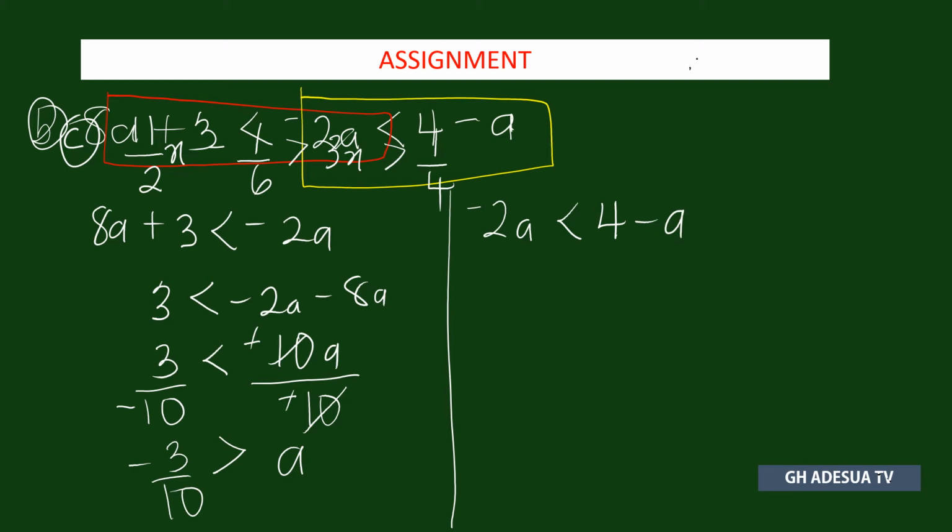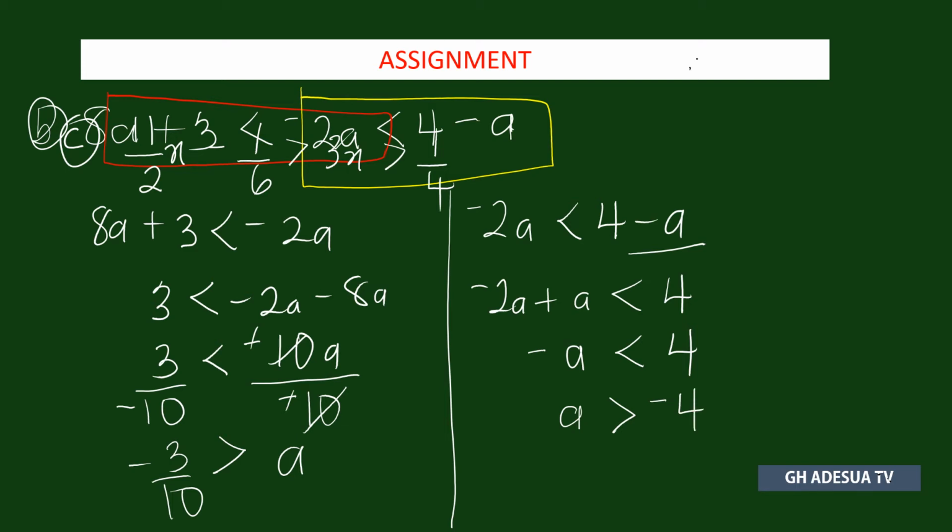Now in this one, you would want the letters to come on the left hand side. So you have minus 2a, and this one will join plus a is less than 4. So minus 2a plus a is minus a is less than 4. But I don't need a in the negative, you need it in the positive. So you multiply through by a negative sign. So this will become a, then immediately the sign will change. This will become negative 4.